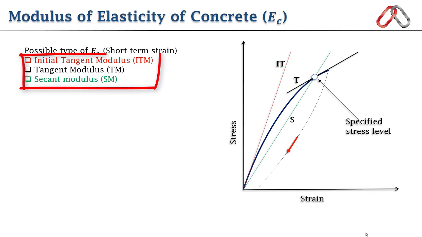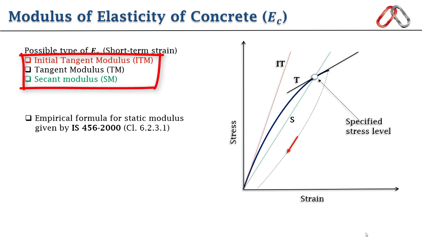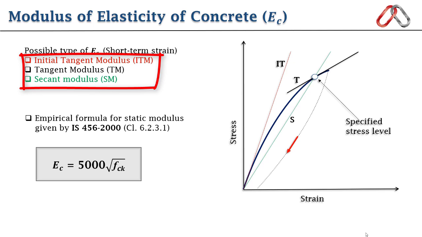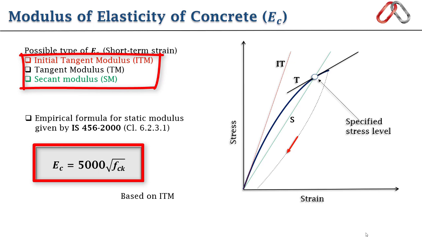All these are theoretical approaches to find out the modulus of elasticity of concrete, and on the basis of these approaches, there are some empirical formulas. According to IS 456, the short-term modulus of elasticity is Ec = 5000 √fck, where fck is the characteristic strength of concrete. This formula is based on initial tangent modulus.